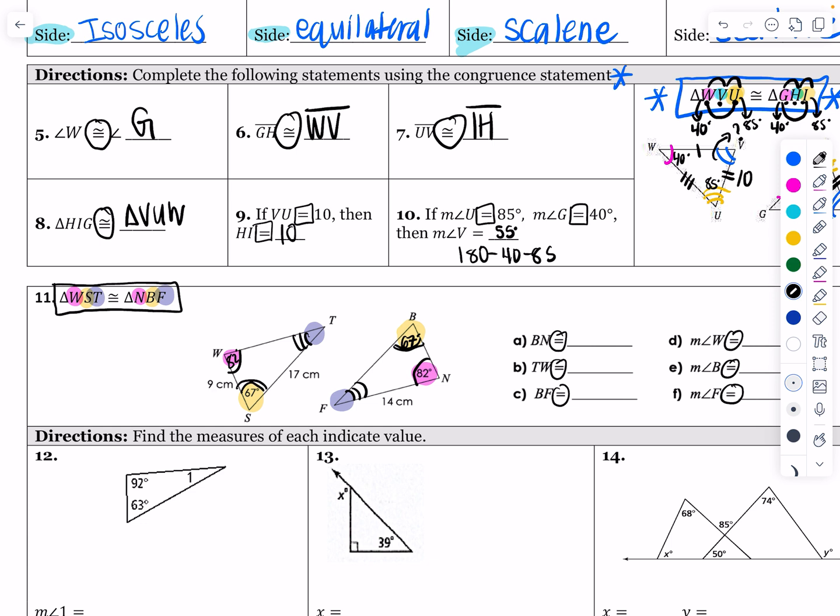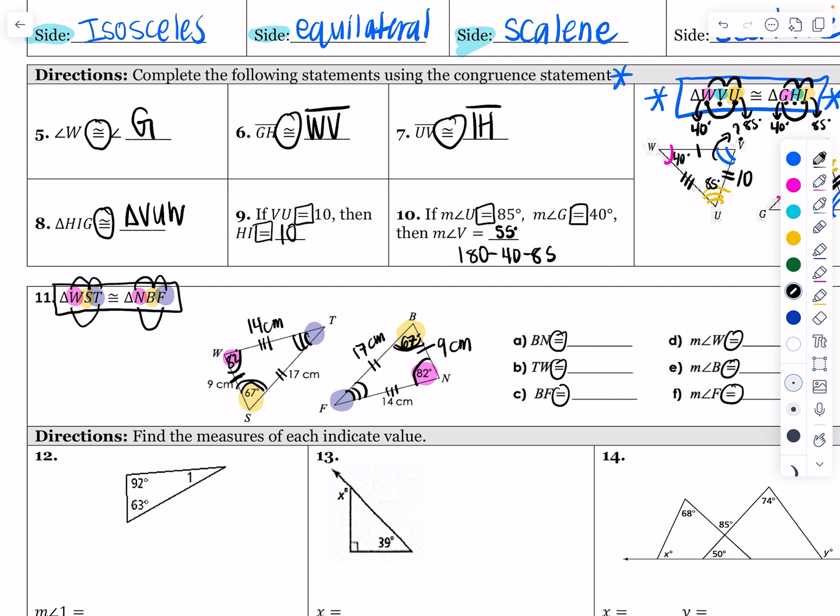All right. And then we also know the side length. So WS is going to be the same length as NB because those are congruent. So I get to copy the 9 centimeters over there. And then S to T, yellow to blue, 17 centimeters, yellow to blue, also going to be 17 centimeters. I get to copy that across. And then W to T, 1, 2, 3, is going to be the same as N to F, pink to blue. And so that is 14 centimeters over here, so I get to copy the 14 centimeters over here. I like going ahead and doing that from the beginning because then it doesn't matter what they ask me for. I immediately know what is going to match.